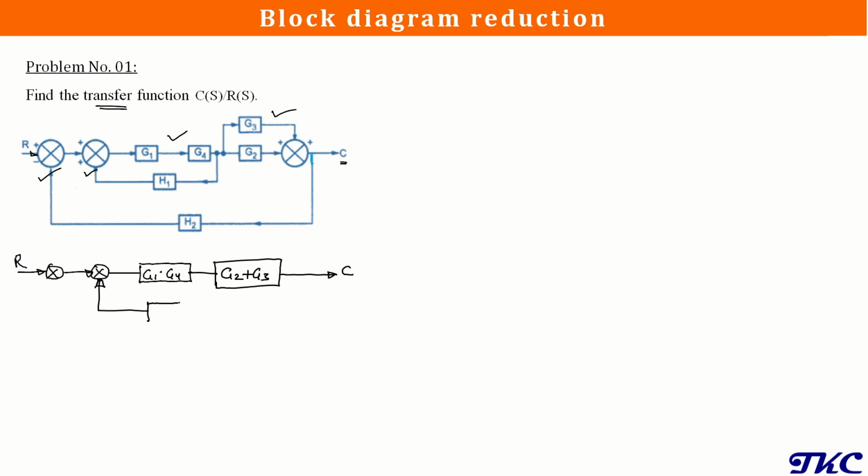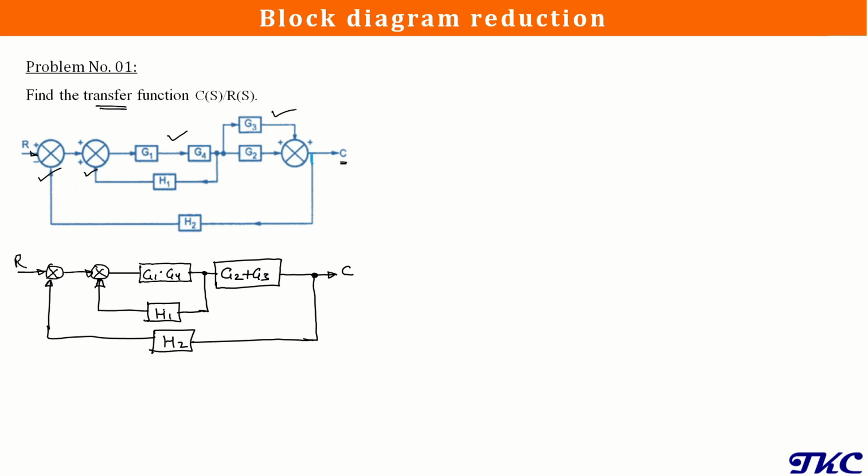Now what remains, we will keep as it is. We have the H1 feedback which is emerging from here, so we'll keep it as it is. Similarly, we have another feedback in the form of H2 which is sensing the output signal, so we are going to keep it as it is.